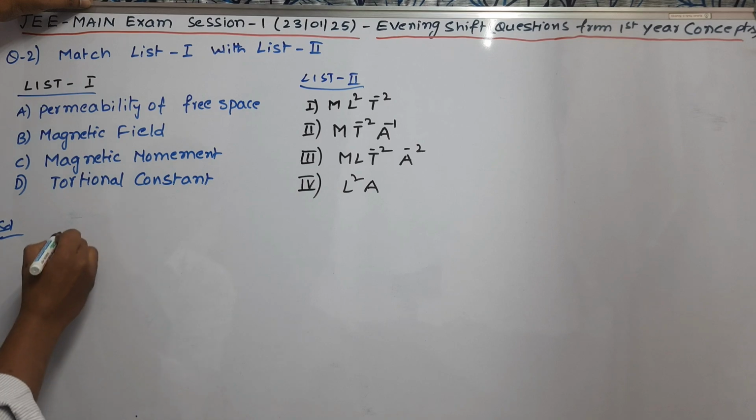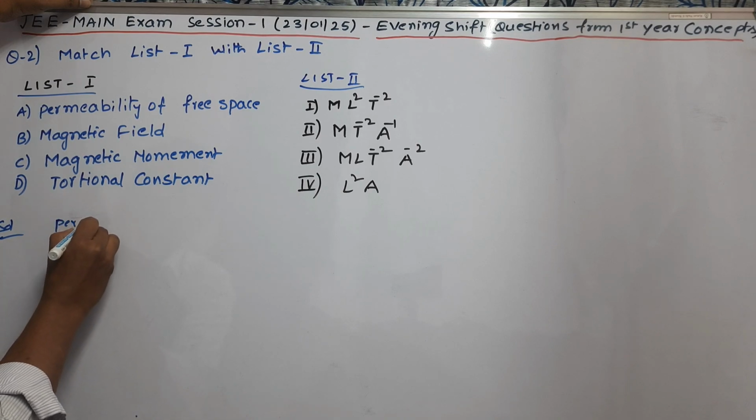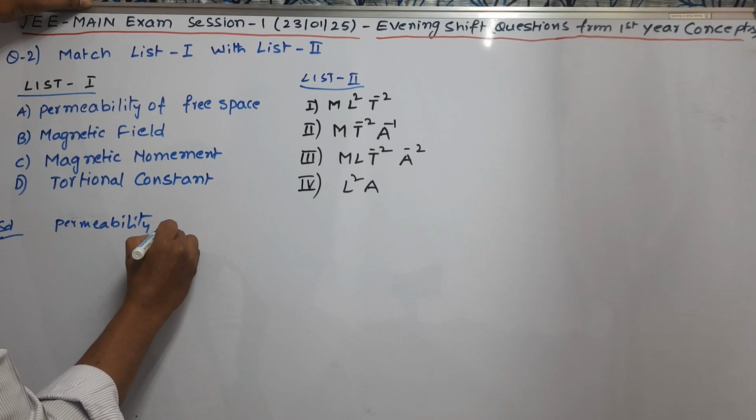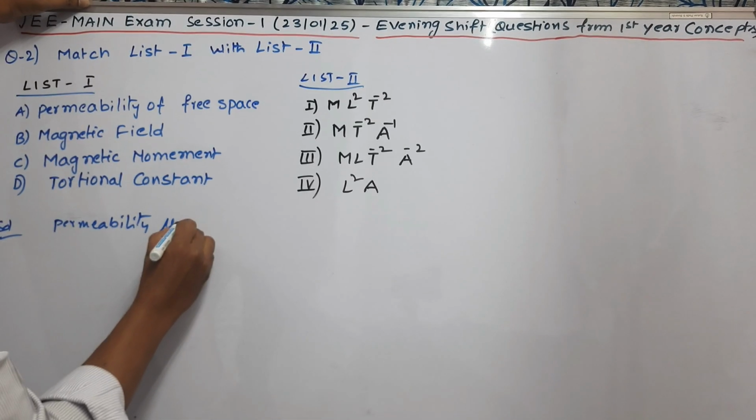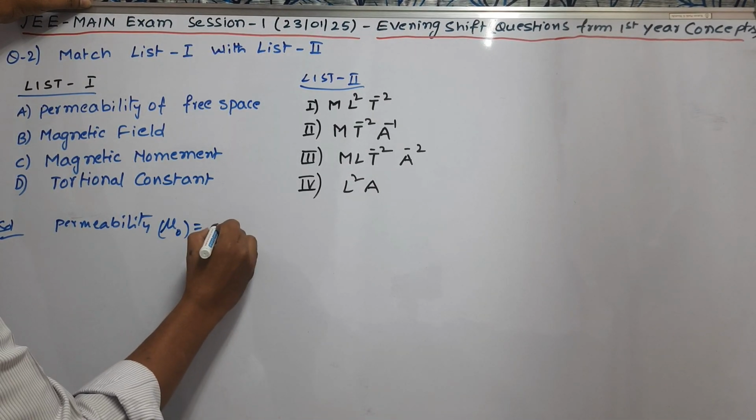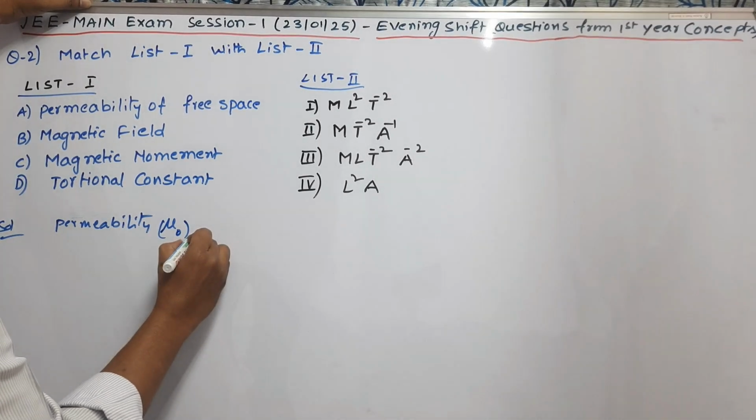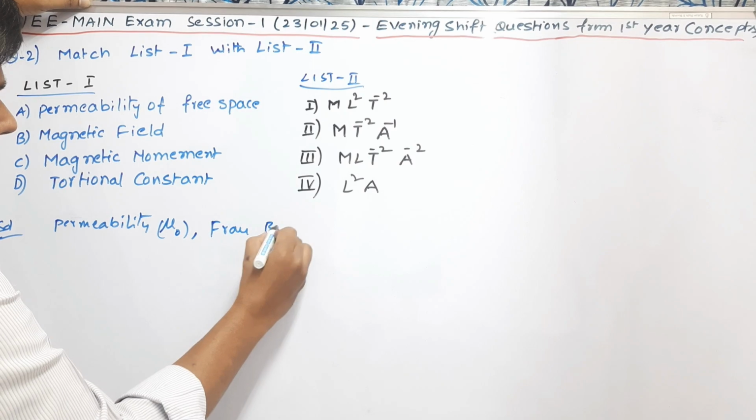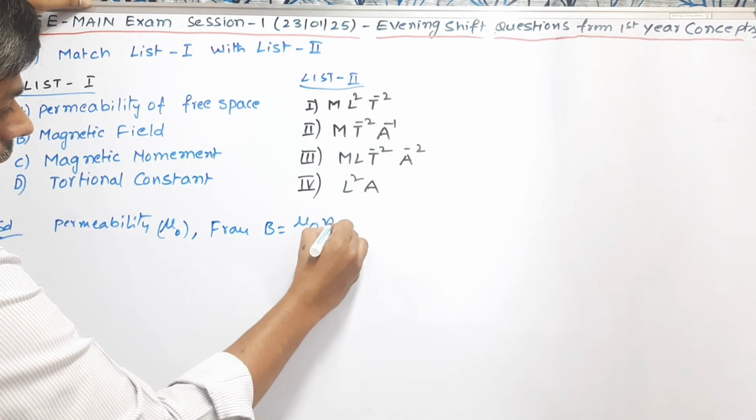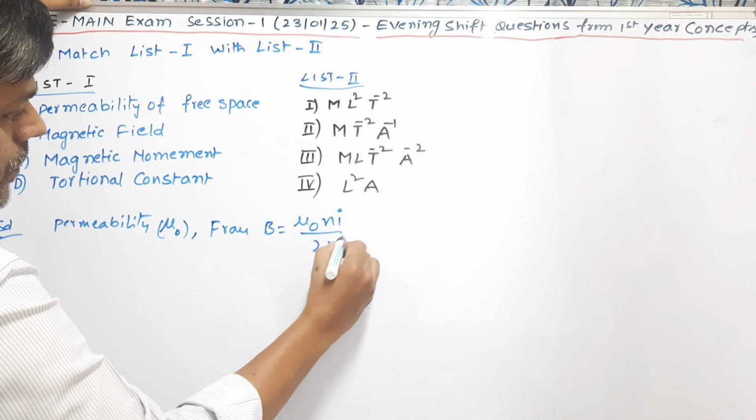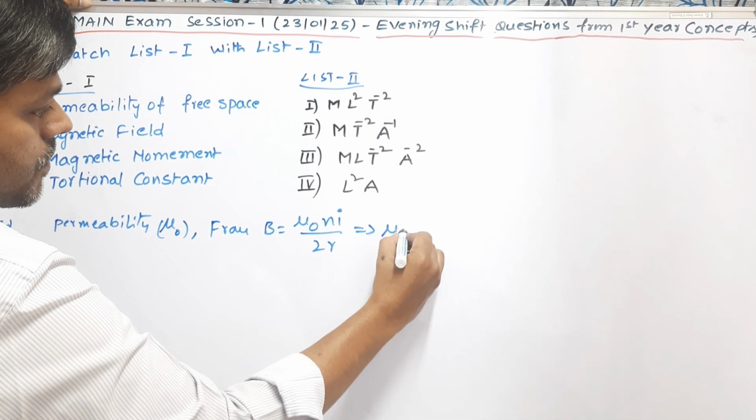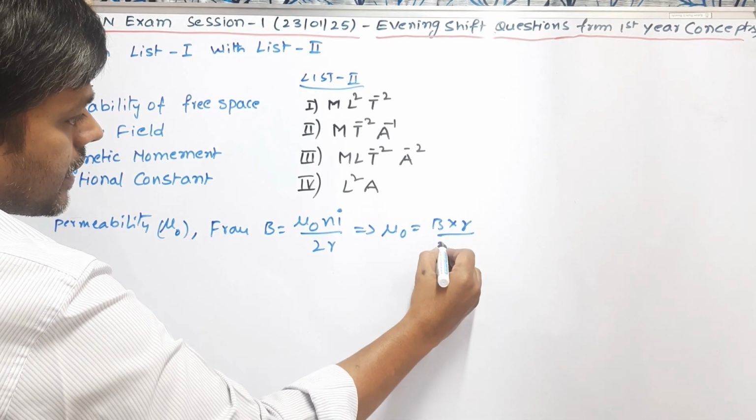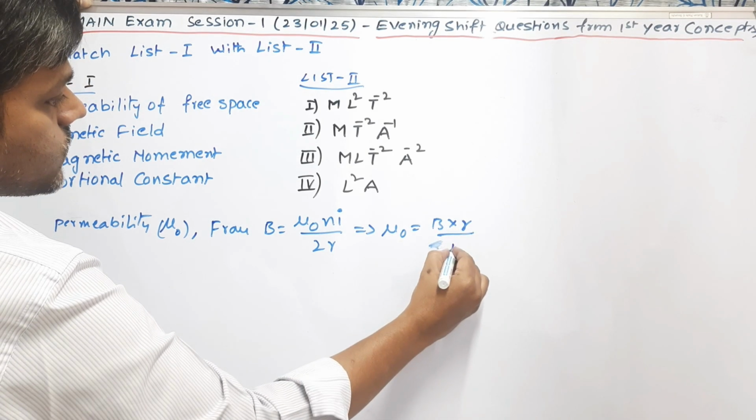What is it? First one is permeability. Permeability is mu naught, which is obtained from Ampere's circuit law. B is equal to mu naught N I by 2 R. That implies mu naught is equal to B into R by N into I.